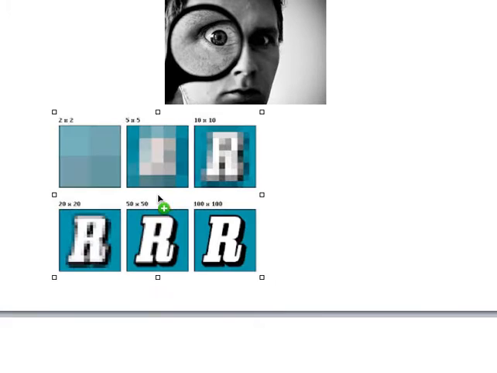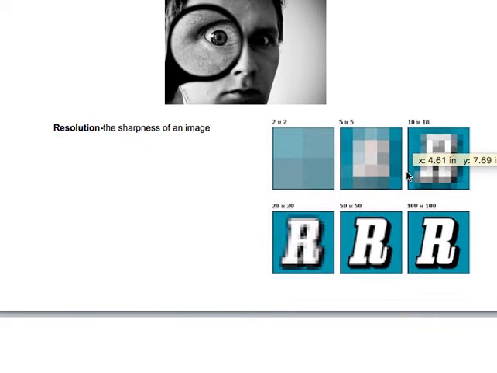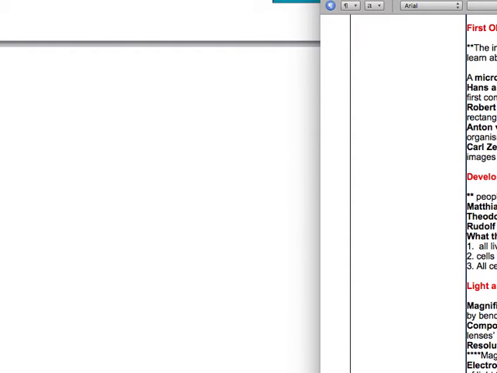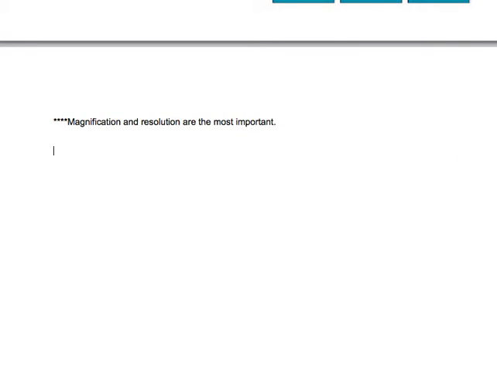Here's a little graphic. Obviously here it's not very sharp, but as you move on, the resolution here is a lot better than the resolution here. I think a lot of you are probably more familiar with resolution than previous classes because video games and televisions have gotten a lot better. As far as microscopes are concerned, magnification and resolution are the most important things. Making it look as big as possible and as clear as possible are super important.